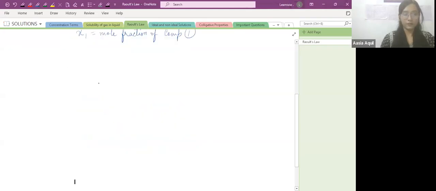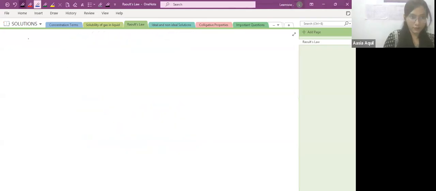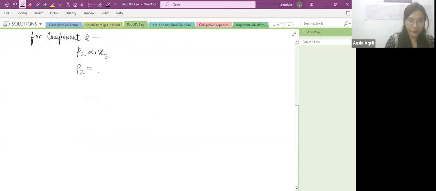Similar to that, let's write for component 2 also. For component 2, what could it be? P2 is directly proportional to X2, right? And when you remove the proportionality sign, what could it be? P2 naught into X2. Again, same thing. P2 here is your partial vapor pressure of component 2. P2 naught here is your vapor pressure of pure component 2, right? And X2 here is your mole fraction of component 2.